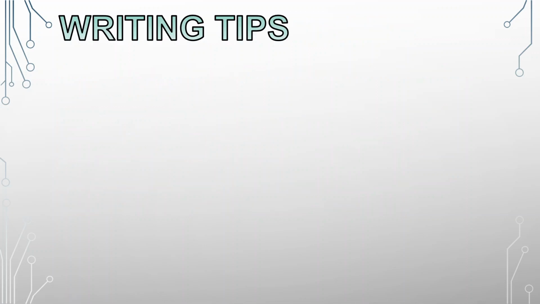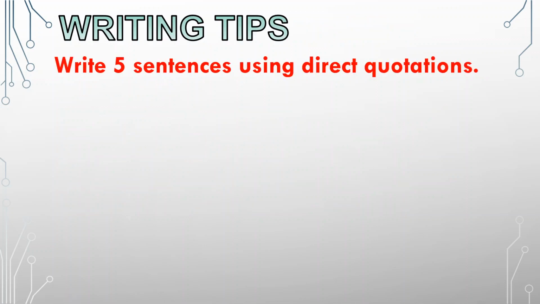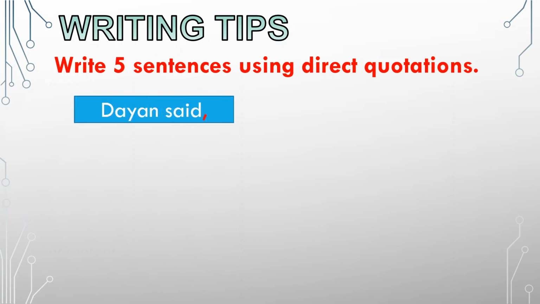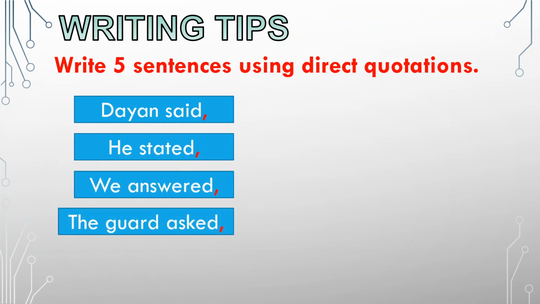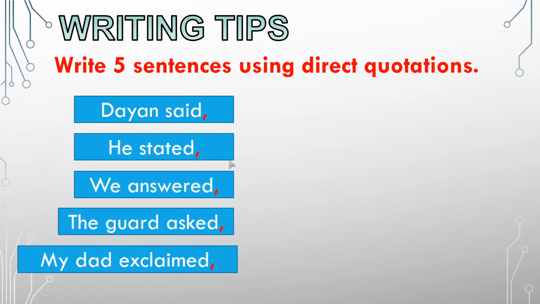So I'm going to ask you again to write some examples. So 5 sentences using direct quotations, and here are the following. So it's quite easy to make direct quotations coming from what you read. You need to do first the tag. Okay, so we have 5 examples of tags here. So you can change the names, you can change the people who are talking about.